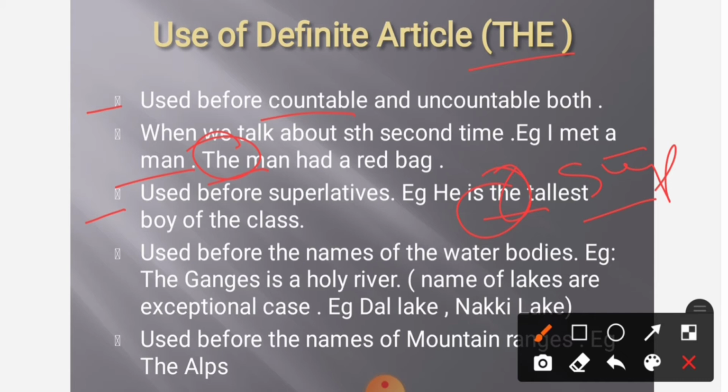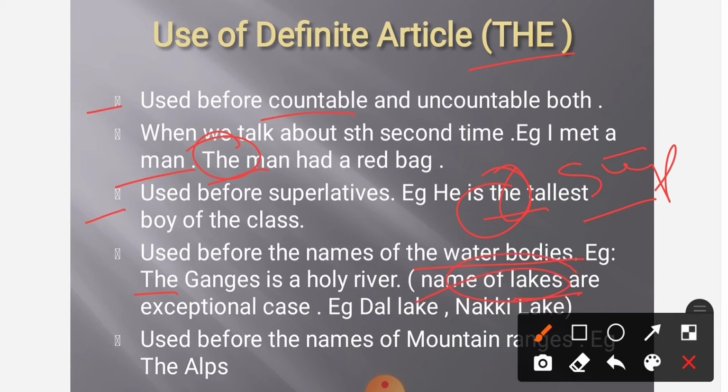The next use of the definite article the is before the names of water bodies. Example, the Ganges is a holy river. The Indian Ocean is another example of it. But you need to remember that we do not use the before the names of lakes.